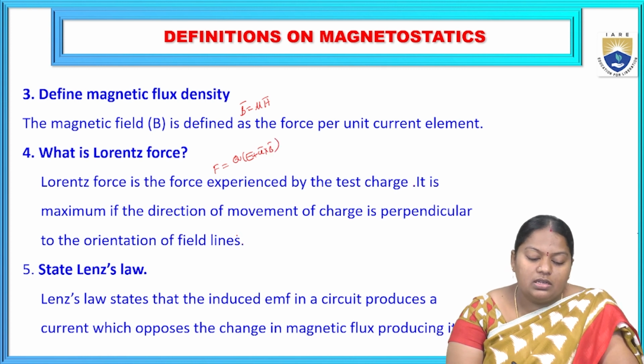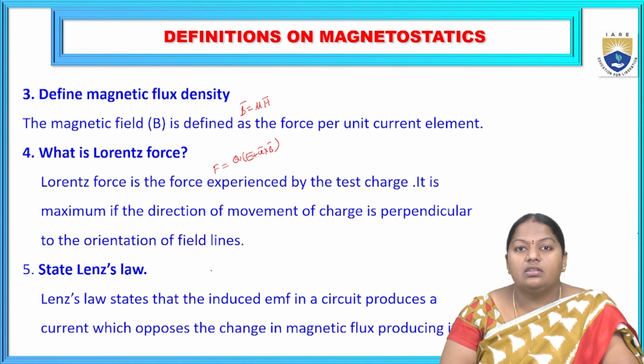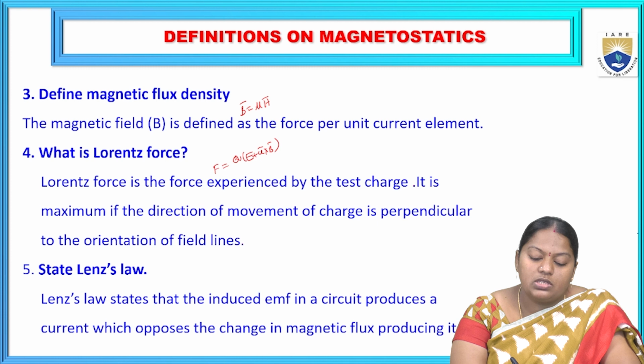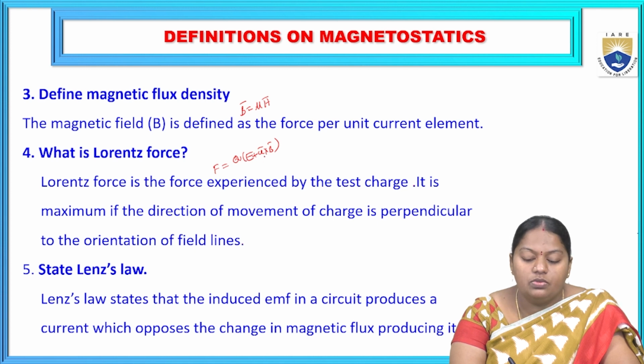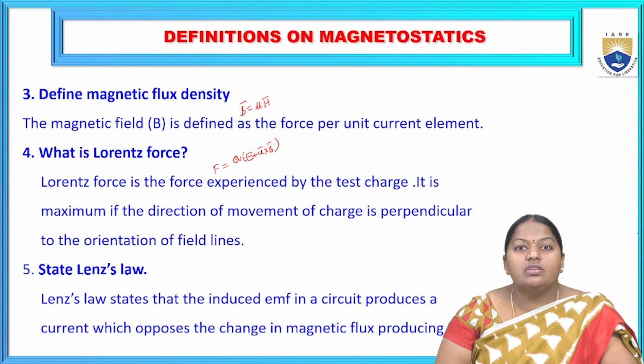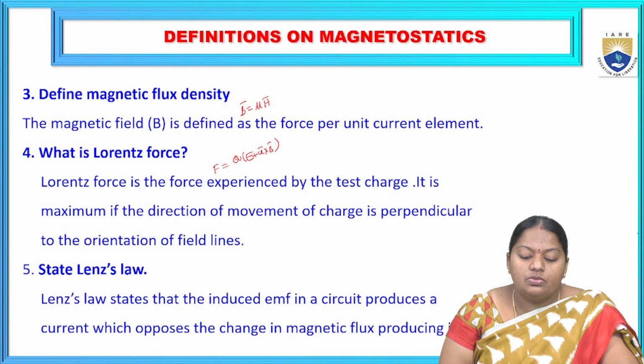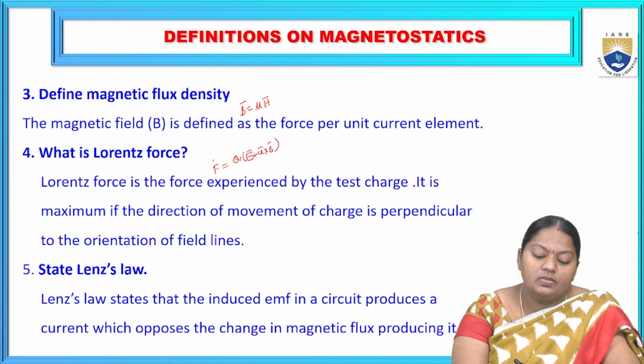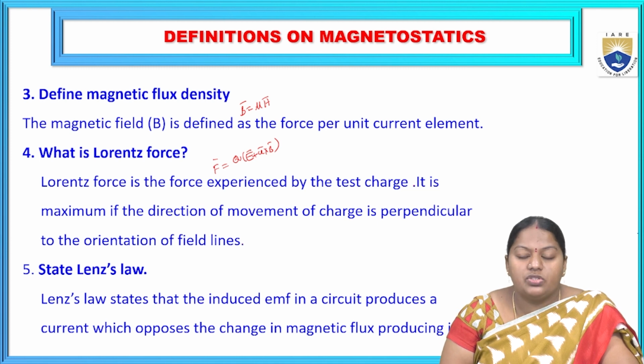Okay. To define this Lorentz force equation, we need to consider the force related to electrostatic fields as well as magnetostatic fields. The force related to electrostatic fields is Fe equal to Q into E. If the stationary charge moves with a velocity U, then the field is said to be a magnetostatic field. The force experienced related to magnetic fields is Fm. Combining the electrostatic force and the magnetostatic force, the Lorentz force equation is F bar equal to Q into (E plus U bar cross B bar). Right? So the Lorentz force is the force experienced by the test charge, and it is maximum if the direction of the motion of the charge is perpendicular to the orientation of the field lines.